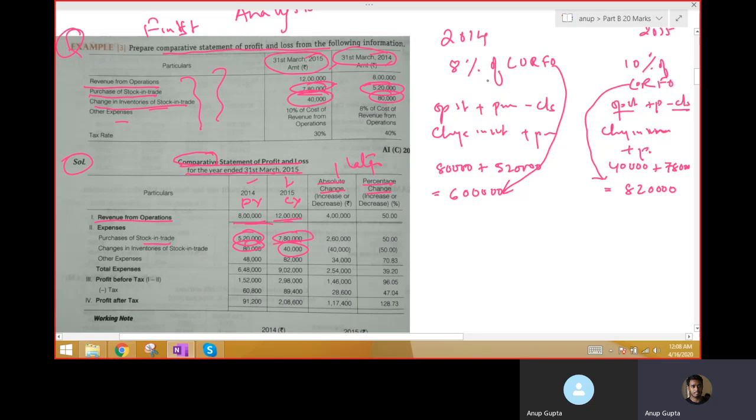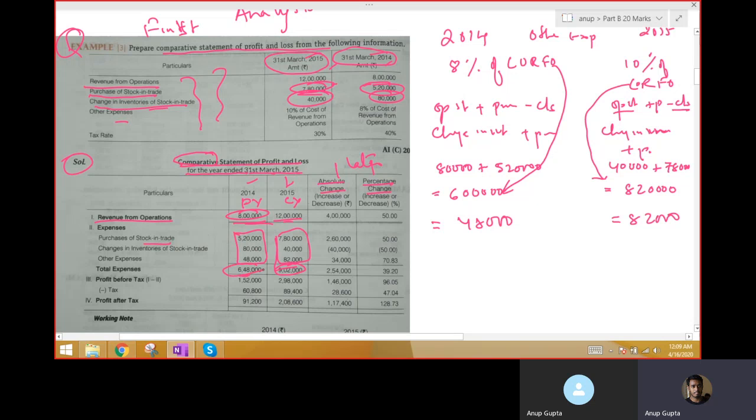Okay, and then this is 8%, and what do we need to find? We need to find other expenses. 8% of 6 lakh is 48,000, and other expenses here will be 82,000. So we write 48,000 and 82,000. Once you get that, you add all this and write the total expenses. Then you find profit before tax.